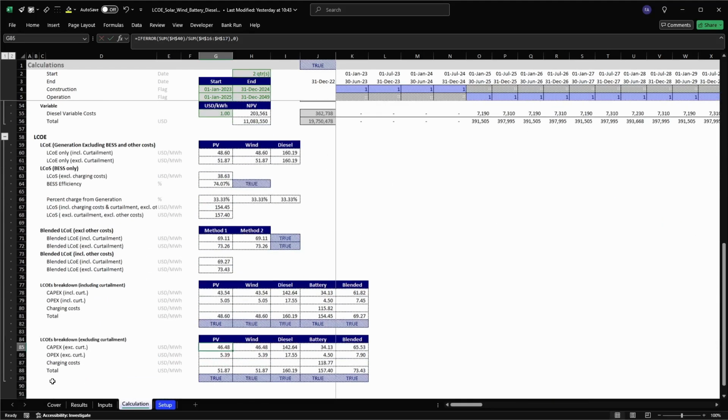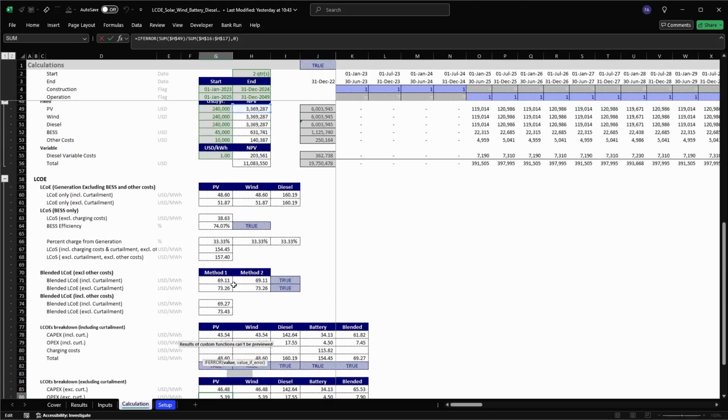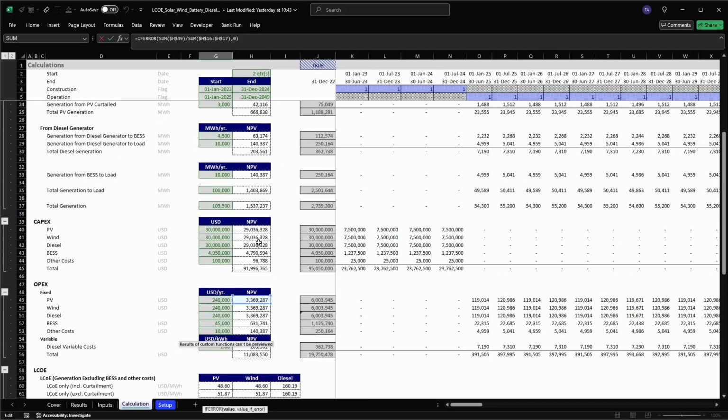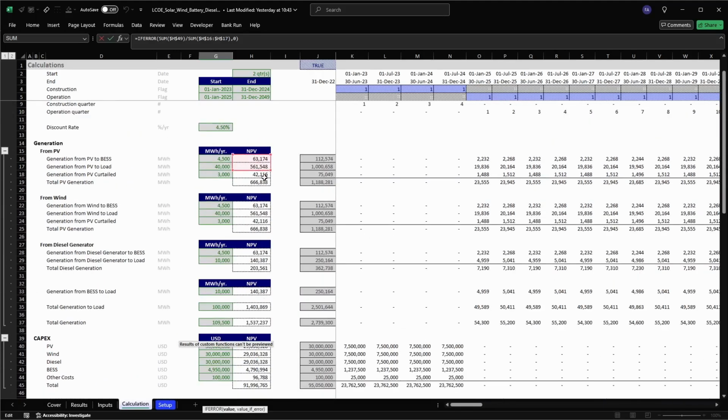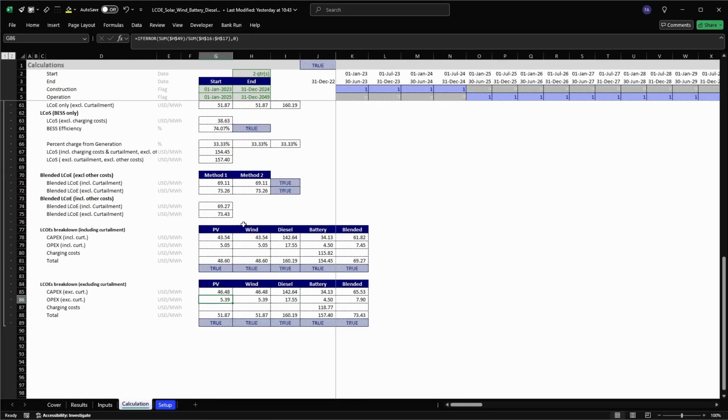So that's for the capex. For the opex, I have the same denominator, but the numerator is different. So here is going to be the opex. All right. And here we have the energy flows. Okay. I do the same for every single other technology, right? And for the blended one, now that's including the charging costs, right?